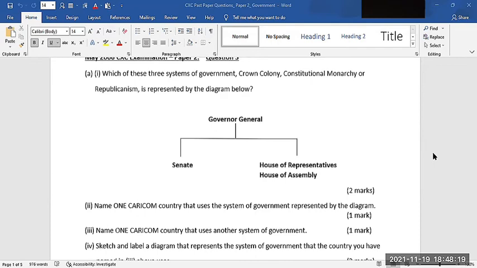Let's go to letter I2. Name one CARICOM country that uses the system of government that is shown in the diagram above. Easy cheesy. What's that one now, Alex? Jamaica, miss. Jamaica. Another one would be, just think of any country in the Caribbean that has a prime minister. Once it has a prime minister, you know it's a constitutional monarchy. Can you think of any other that has a prime minister in the Caribbean?